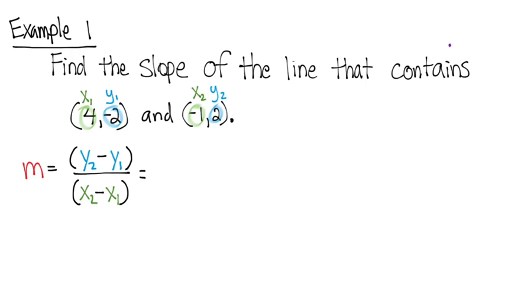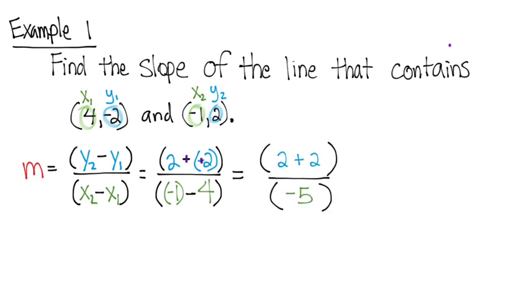So we are going to have y2, which is the second y, subtracting the first y, which happens to be a -2. We really have to watch our negatives here, because when we're subtracting a negative, we're actually adding. So let's look at our x's. We have -1, because that's the x2, the x value that goes with the y value, y2, subtracting the x1. And now we do the math. 2 plus 2 is 4. And -1 minus 4 is -5. And now we know the slope of the line.